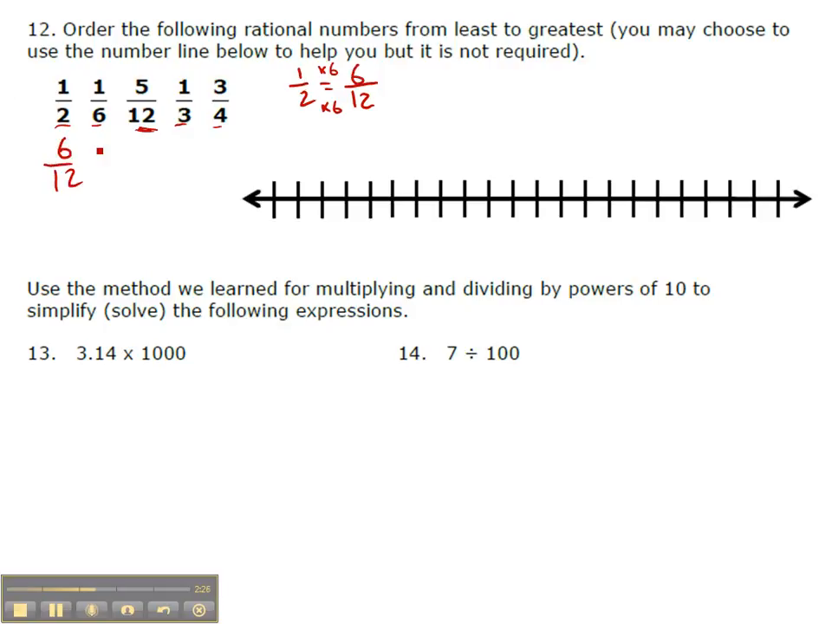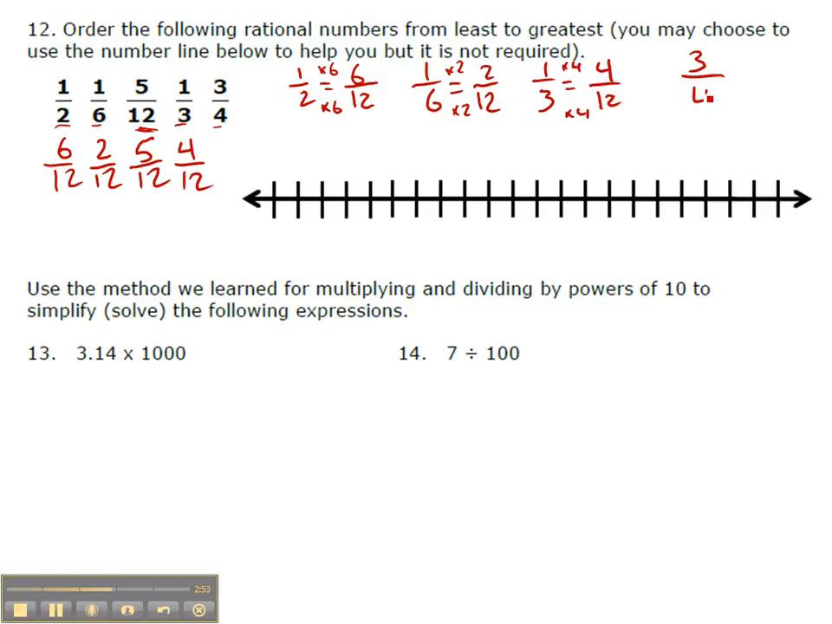I'll write it underneath. 1/6 equals how many 12ths? We need to multiply by 2. So times 2 up top. 1 times 2 is 2. So 1/6 is 2 12ths. 5 12ths is already written as 12ths. 1/3 equals how many 12ths? 3 times 4 is 12. 1 times 4 is 4. So 4 12ths. And then 3/4 written as 12ths would be, this is times 3.